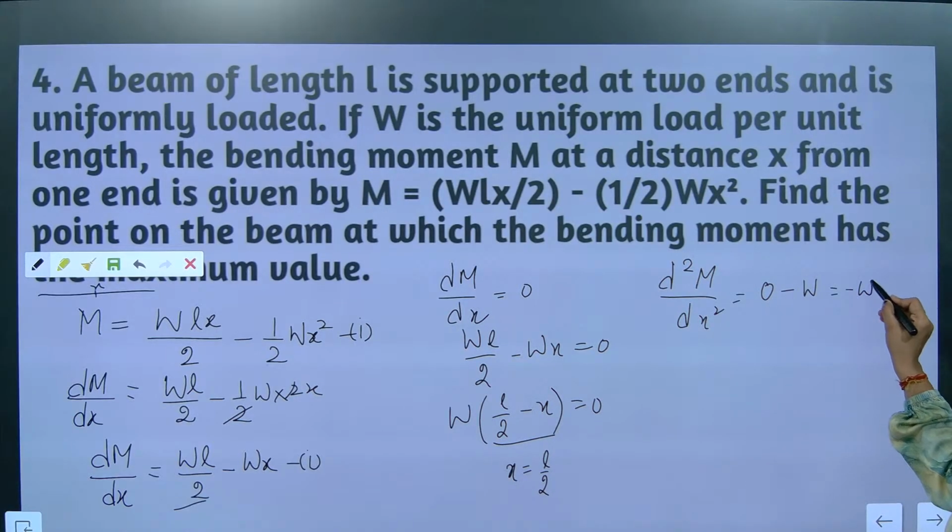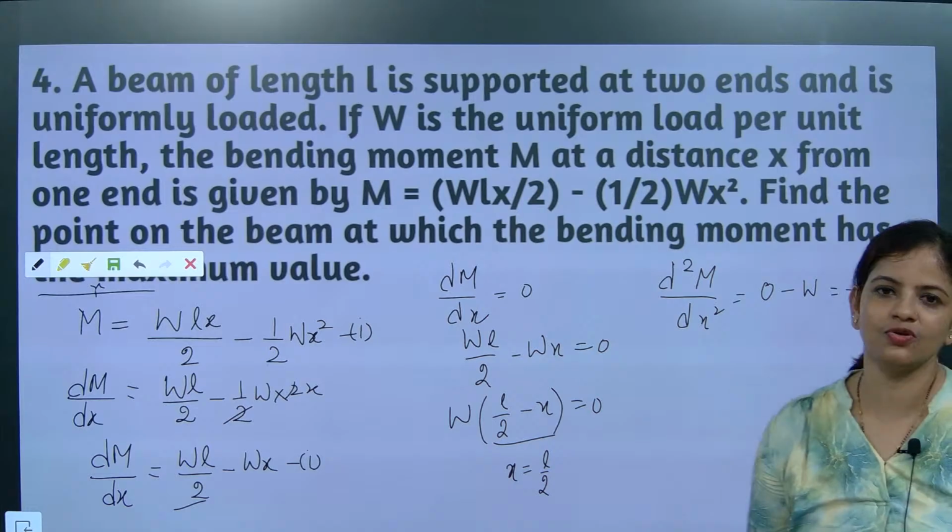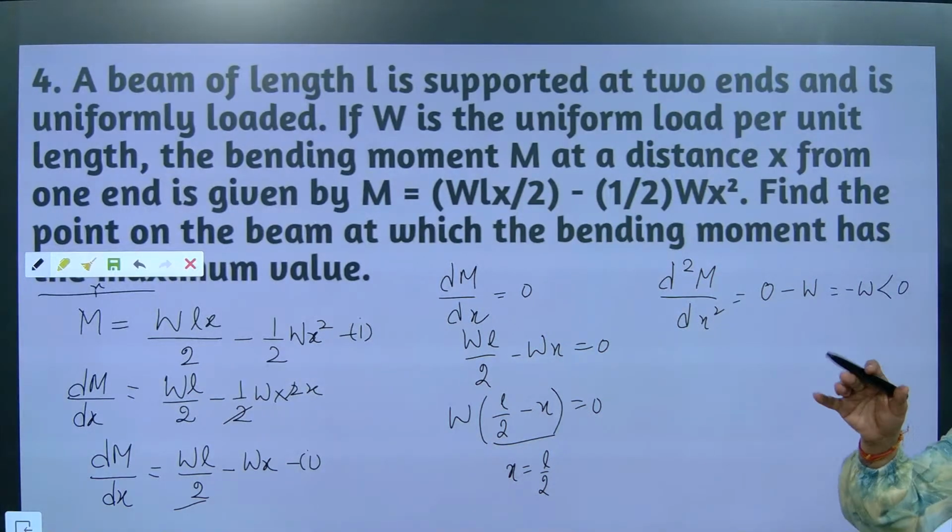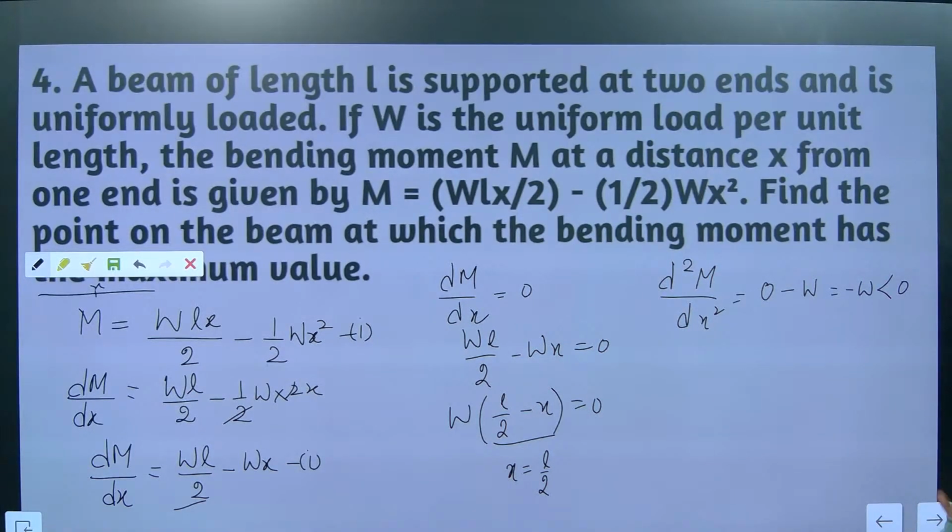Overall, it is coming minus w is coming as 0. The entire question is for maximum only. So x is the critical point only. X is the critical point and it is half of the length L.